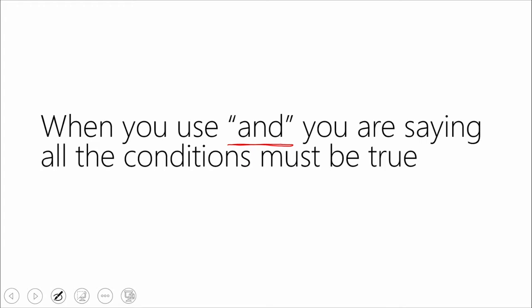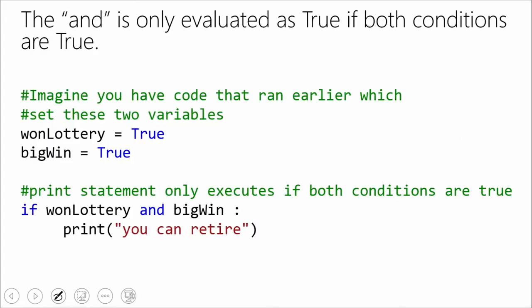Now, here's the thing. You have to use and here, because what you're doing is you're saying both sides must be true. So you have to have won the lottery, and it has to have been greater than $1 million. So that is where and comes into play. Both won lottery and big win have to be true. Otherwise, it's not going to execute that. So both of those sides have to be true.